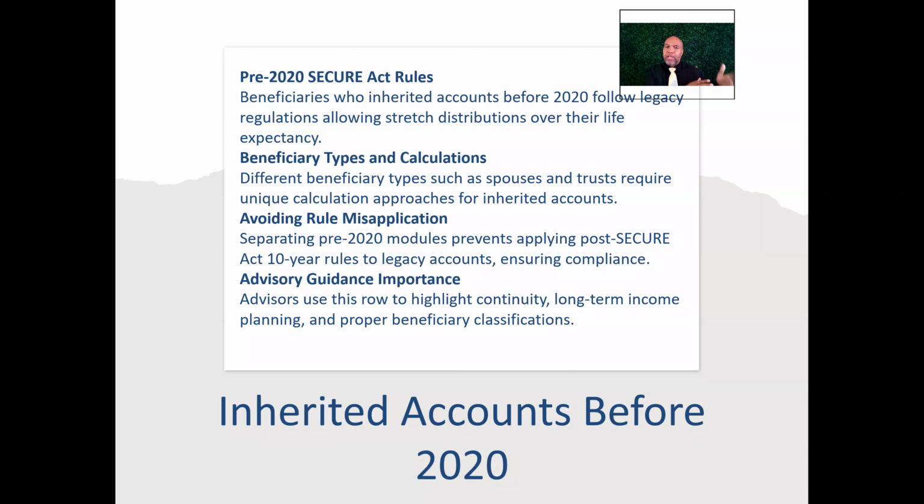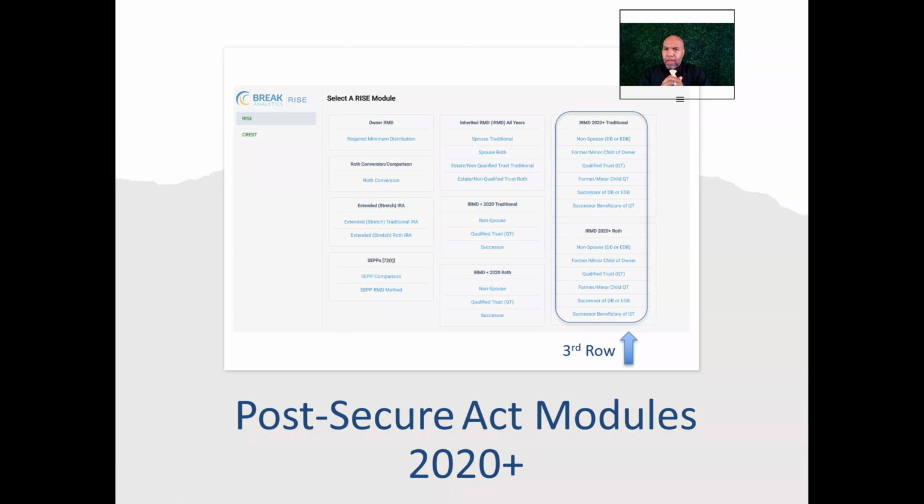And so we have the pre-Secure, and then we also have a post-Secure. And so what we've done in our software, we have three rows. We actually have separated the pre-2020 modules from the post-2020 Secure Act modules because they have different rules, and we want to make sure that from a compliance perspective they're not crossing paths or anything of that nature. And there you go, the third row. These are all post-Secure Act modules.